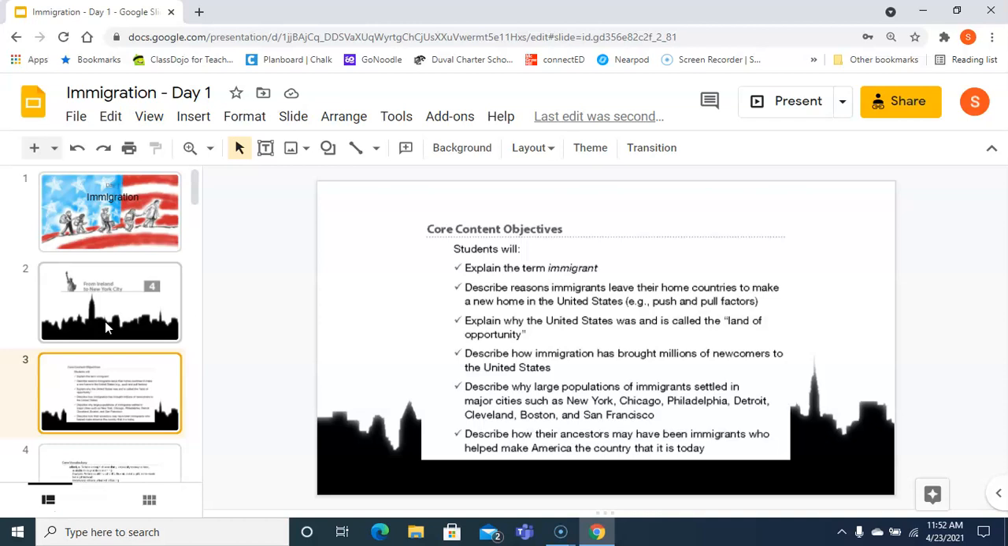The goals today are for you to be able to explain the term immigrant, describe the reasons that immigrants leave their home countries to make a new home in the United States. These are also called push and pull factors. Explain why the United States is called the land of opportunity. Describe how immigration has brought millions of newcomers to the United States. Describe why large populations of immigrants settled in major cities like New York, Chicago, Philadelphia, Detroit, Cleveland, Boston, and San Francisco. And describe how your ancestors may have been immigrants who helped make America the country it is today.